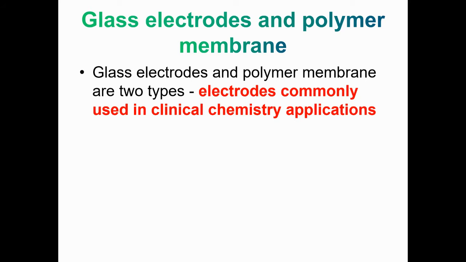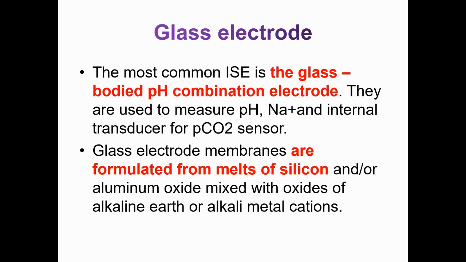So now we'll move on to electrodes. What is a glass electrode and a polymer membrane? These are two types of electrodes, and they are basically used in clinical chemistry applications. Now we will go deeper into the glass electrode. What is a glass electrode? What is the use of this?